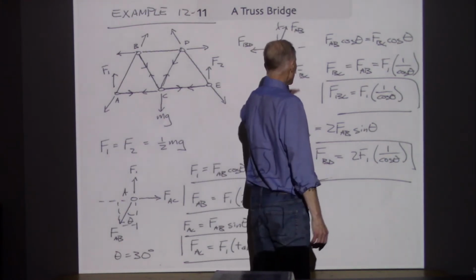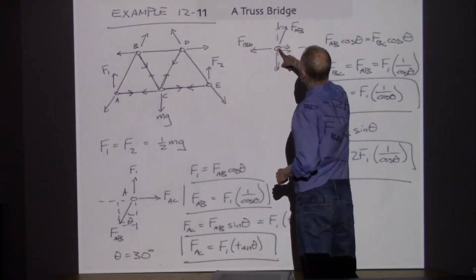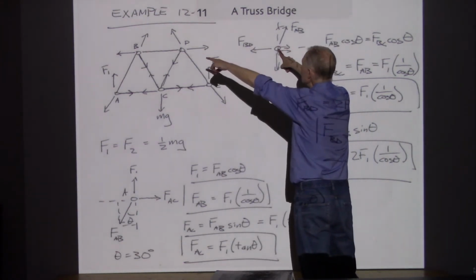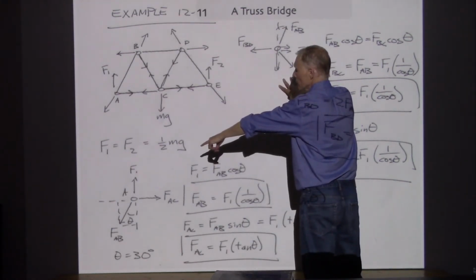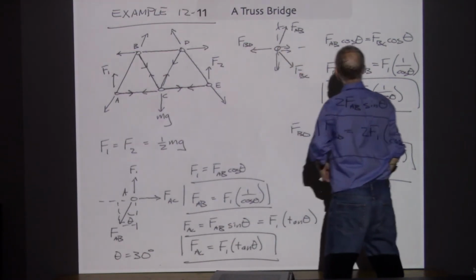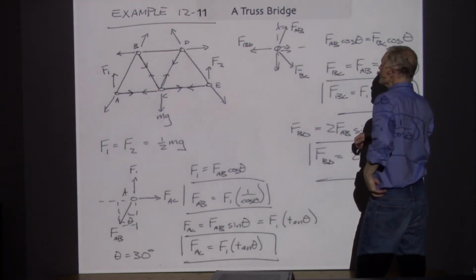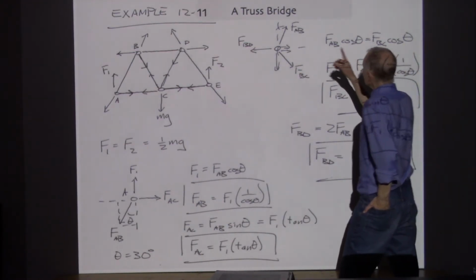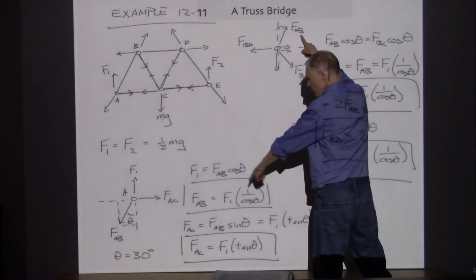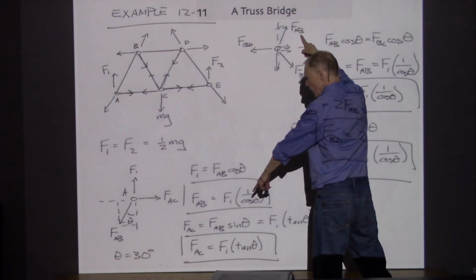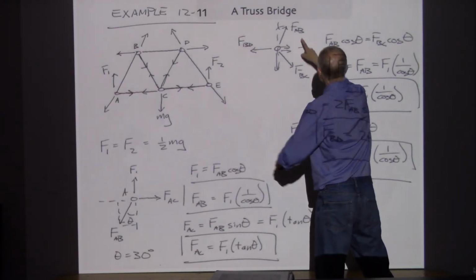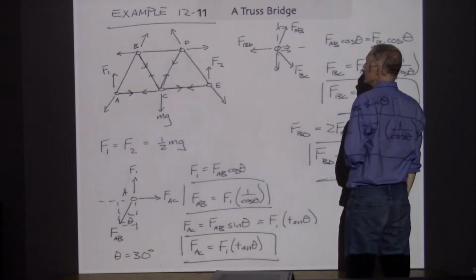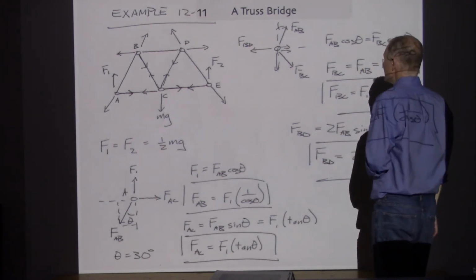So that's just the first pin. Now let's move on to pin B. This one needs to be labeled B. Let's see what ones we know. Well, we know what FAB is because we got it from the pin below. So I can use the value from FAB here, and this one can also be divided up into components, and we know all the angles.